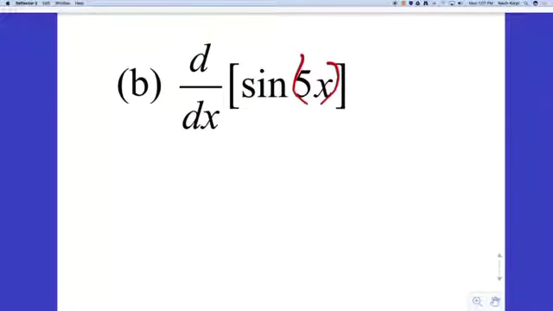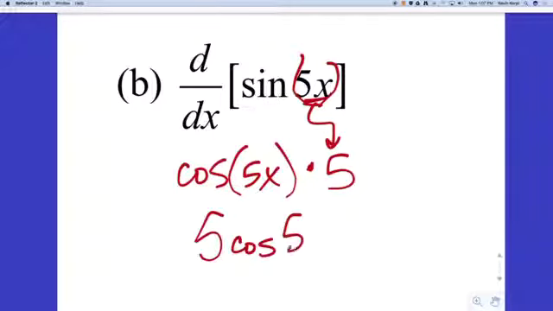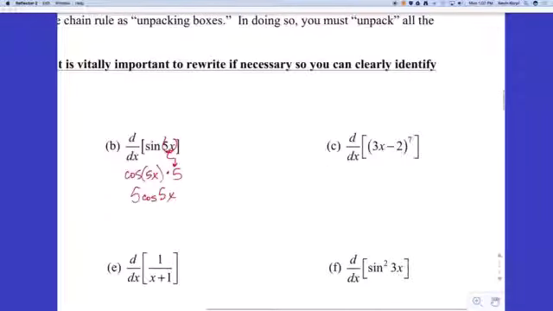So I take the derivative from the outside in. The derivative of sine is what? Cosine. So cosine of blob, and then times the derivative of the inside layer. What's the derivative of 5x? 5. And now you just rewrite that as 5 cosine of 5x, and you don't need the parentheses anymore. Chain rule. Kind of fun. Every time you multiply by another factor, it should be a little bit smaller than the one that preceded it. Okay, because you're unpacking boxes, and the first box has to be the biggest if it's going to contain all the other boxes.